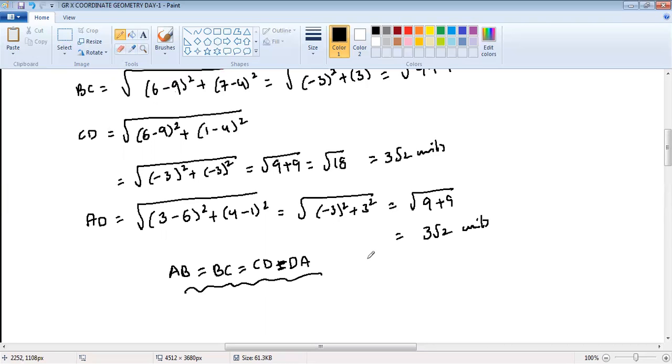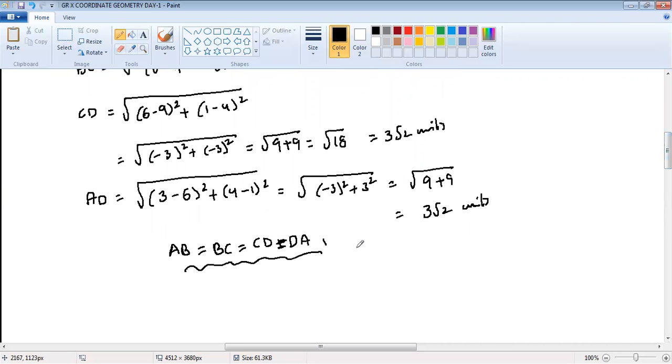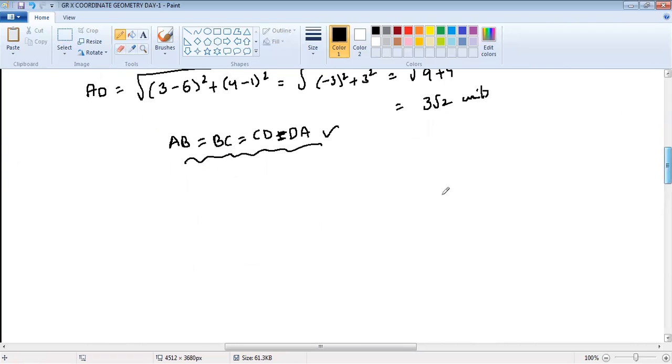Now, Vaibhav, one question for you. Can we say now this ABCD forms a square? All the sides are equal. Yes, sir. Can we say? Yes, sir. No. We cannot conclude with this one. Because in a rhombus and in a square, the concept is all the sides are equal. But when it comes to the rhombus, the diagonals are not equal. But when it comes to the square, the diagonals are equal. So now, along with these sides, we are supposed to find the lengths of AC and BD.